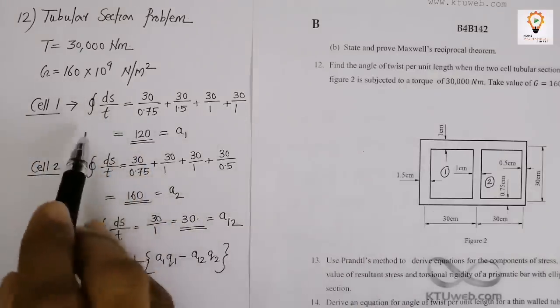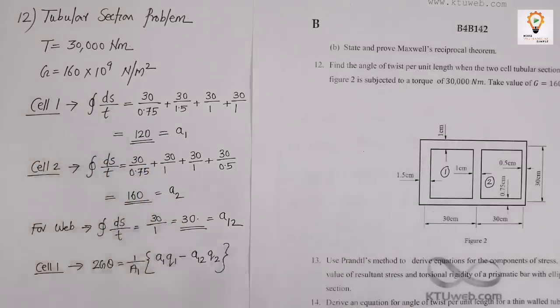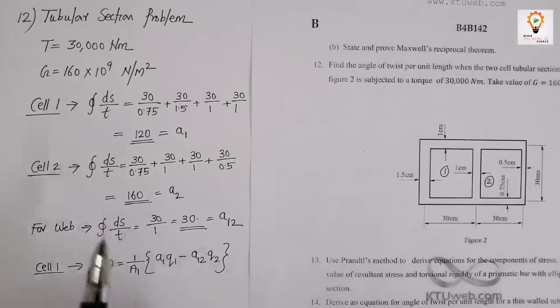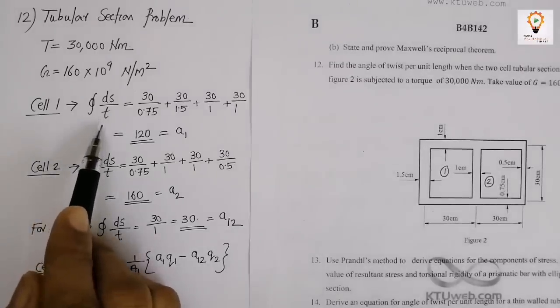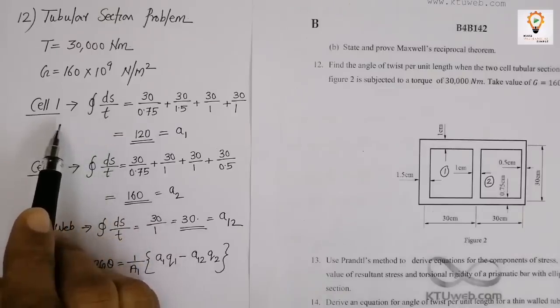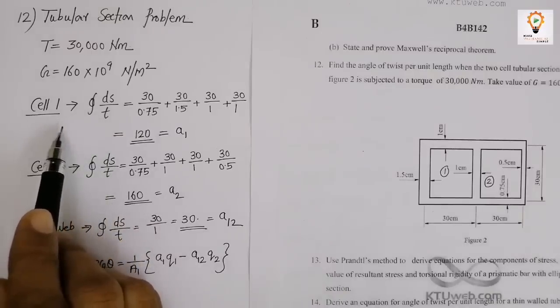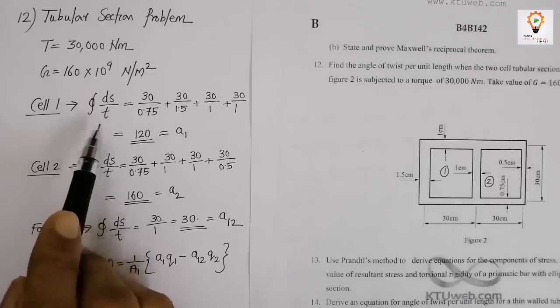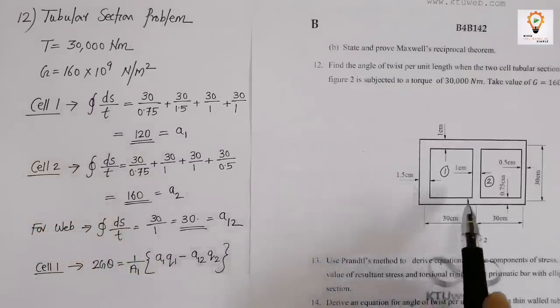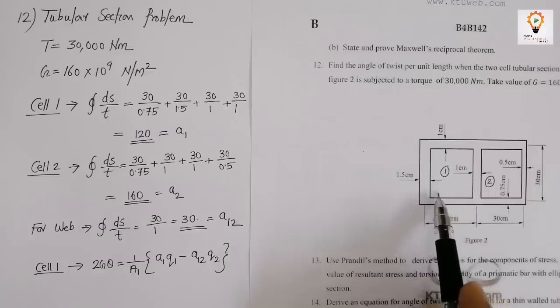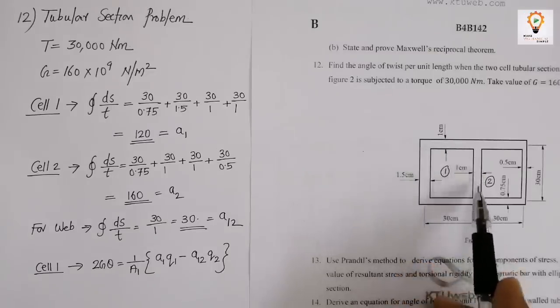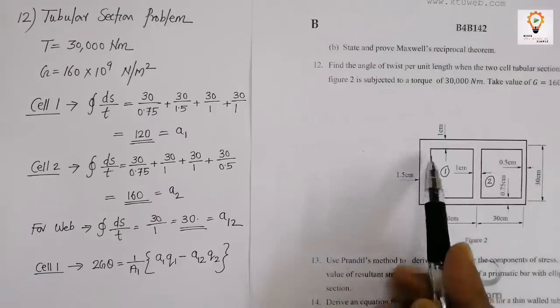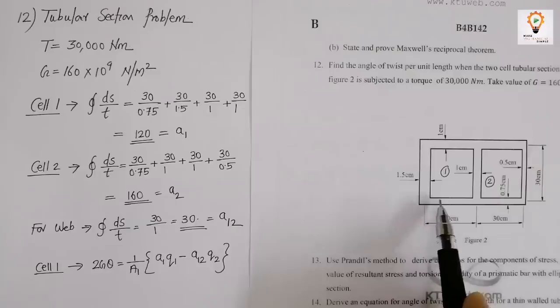Now we have to find out, this is a standard procedure, let us not make it complicated. We have to find the closed integral of ds by t for each cell. Now what does that mean? I have told already we are dividing it into two sections, cell 1 and cell 2. So closed integral ds by t means, for this cell 1, I am calculating the s by t value of all the dimensions around this cell.